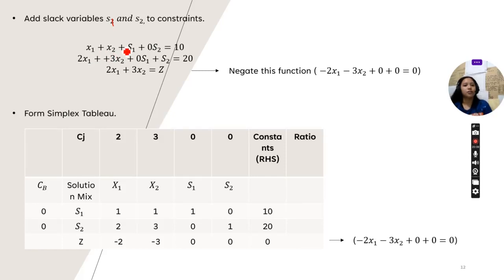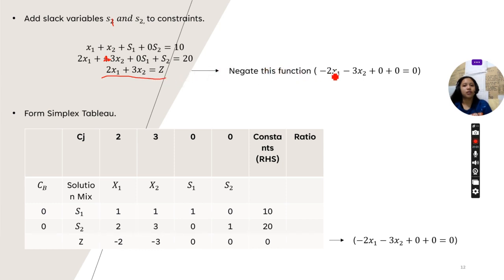So x1 plus x2 plus s1 plus 0s2 is equal to 10. Then 2x1 plus, sorry, plus 3x2 plus 0s1 plus 2s2 is equal to 20. And then this is the objective function.